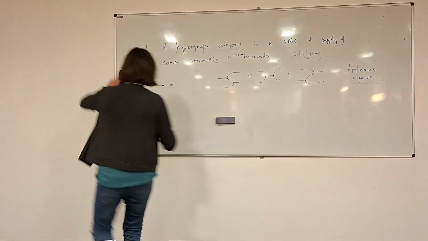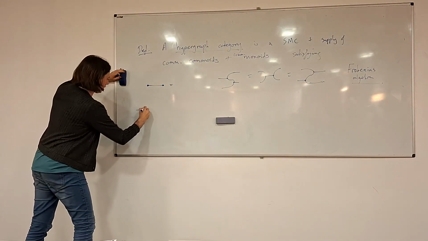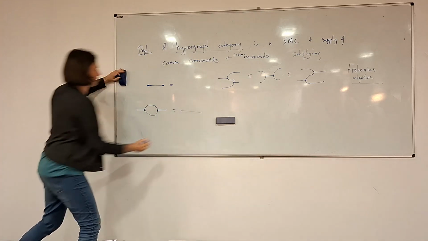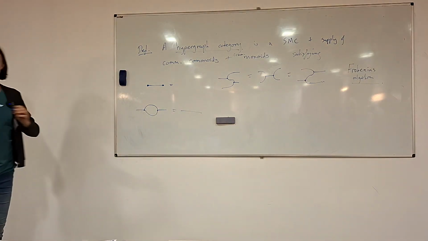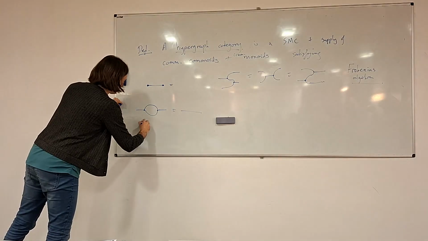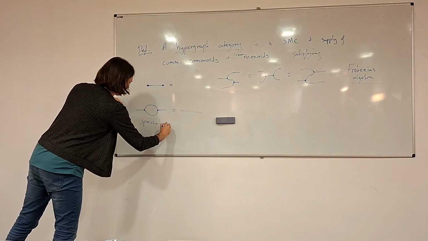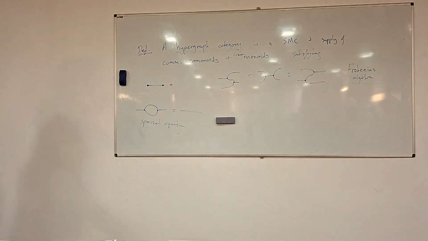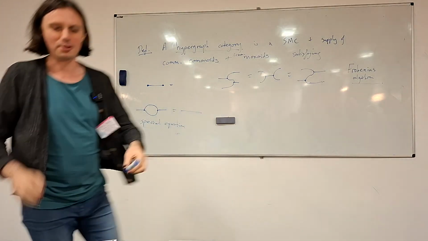Often we will have one extra equation which says that if I do that, it's the same as an identity. And if I have that, this is called a special Frobenius algebra. This is called the special equation, which is a terrible name. I did not name this, I promise.